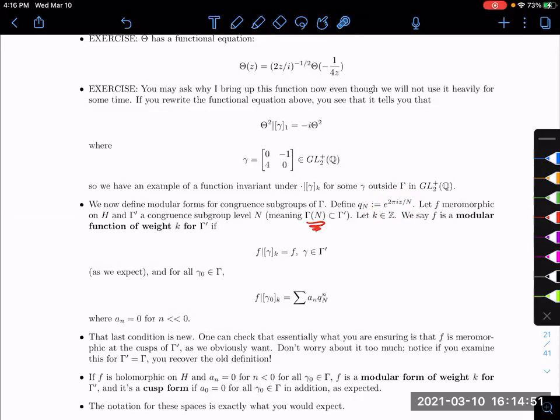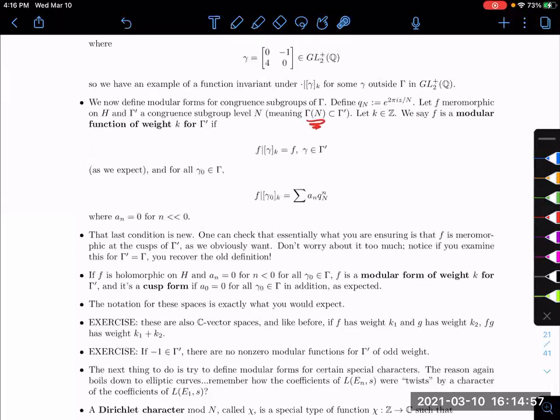Okay. And so what's a modular function of weight k for a congruence subgroup of level N? Well, the first condition is pretty obvious. You want f bracket gamma sub k to be equal to f. This is the automorphy condition on modular forms that we had when we talked about modular forms for the big group SL2Z. So this is kind of expected.